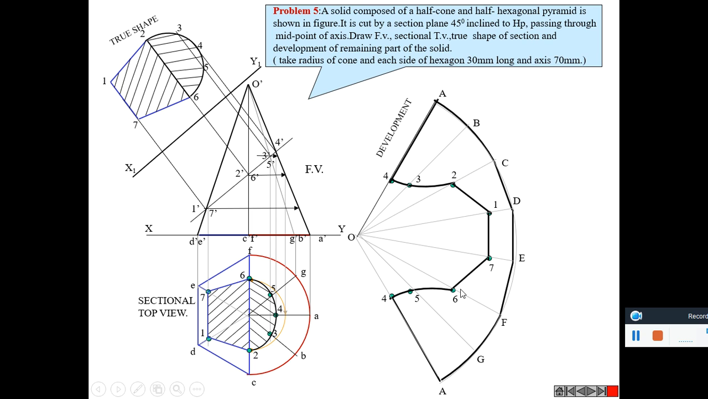Here, please note that C, D, E, F is a straight line. So C, D, E, F is joined using straight lines. All other parts are marked using a smooth curve, being a cone. So this is the front view, its top view, the true shape and development.